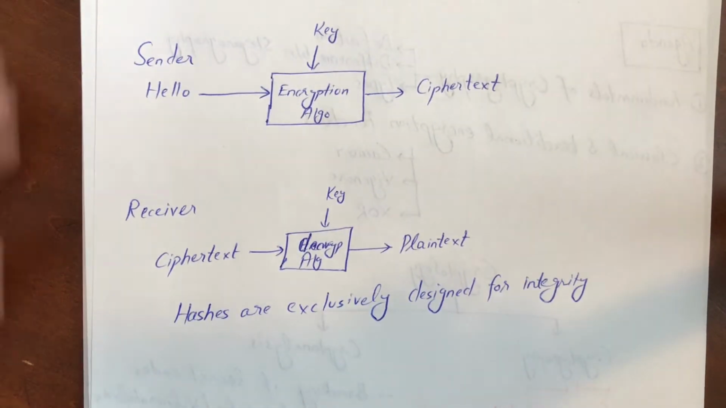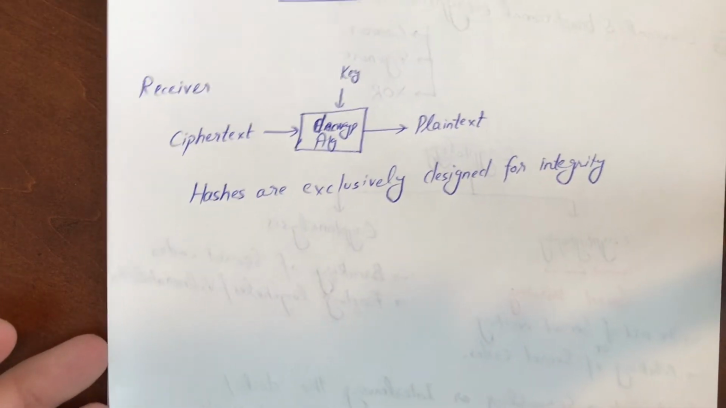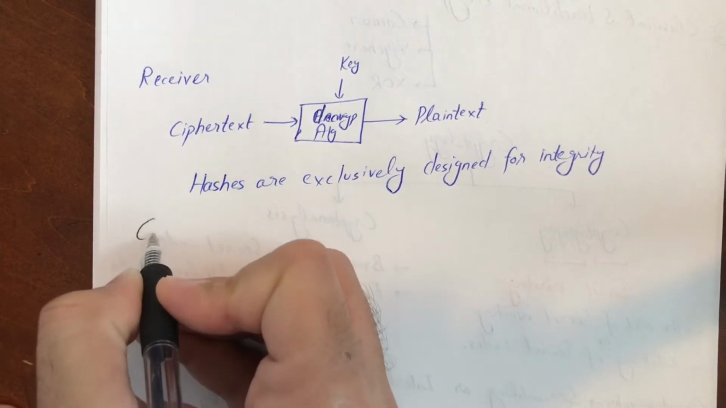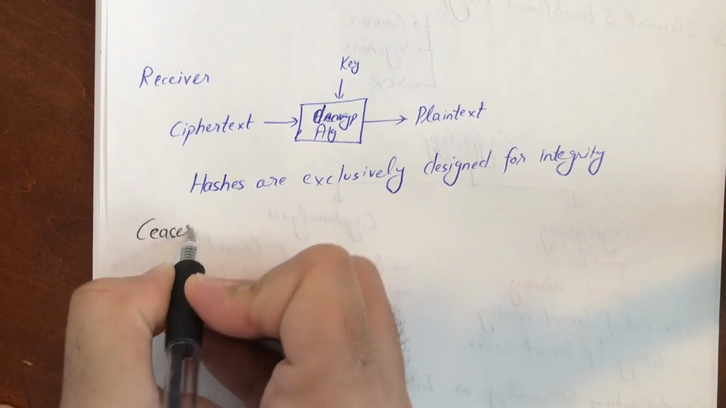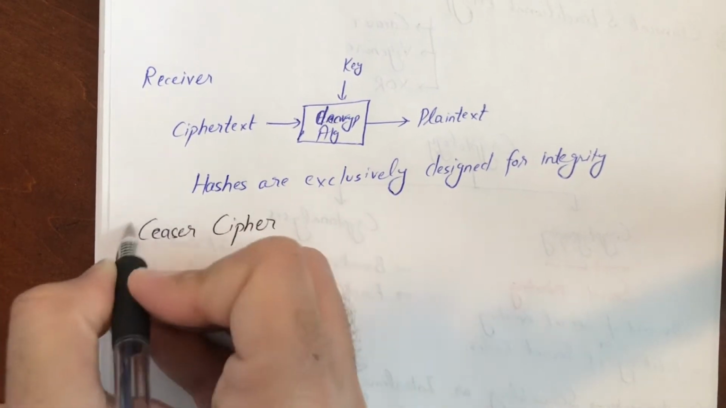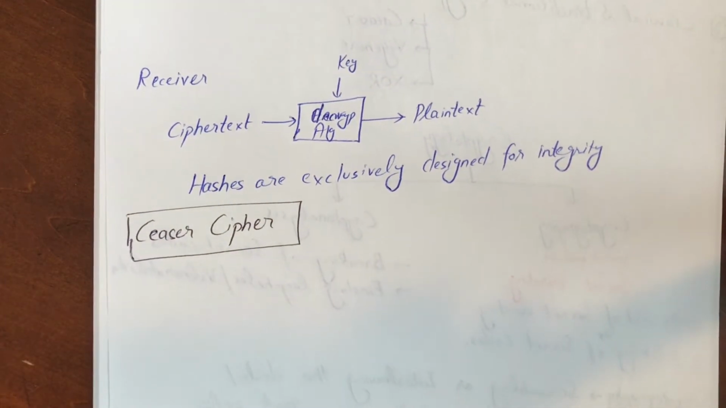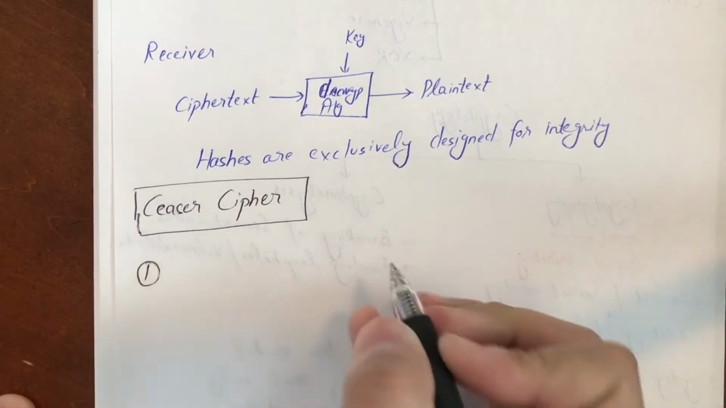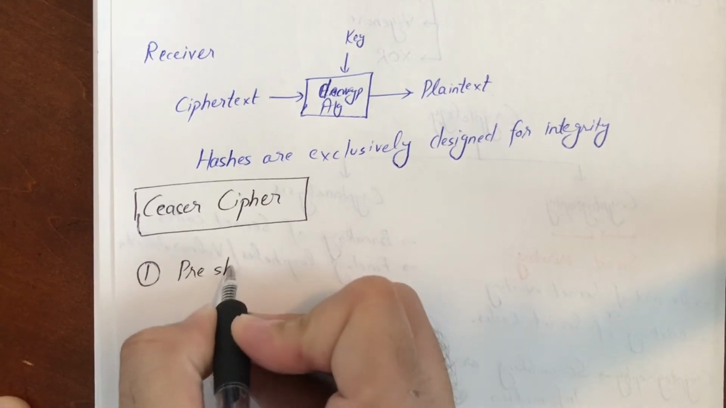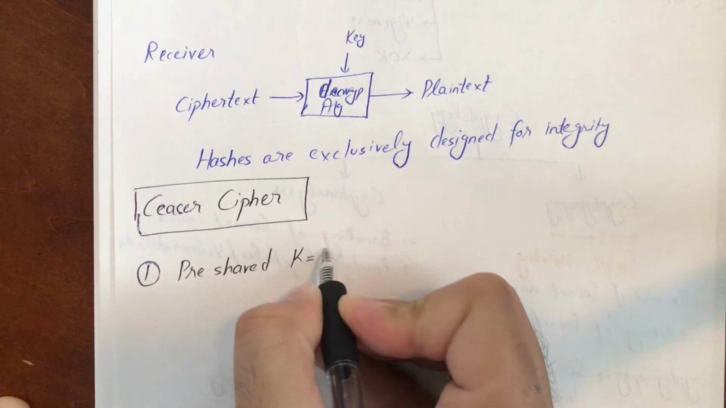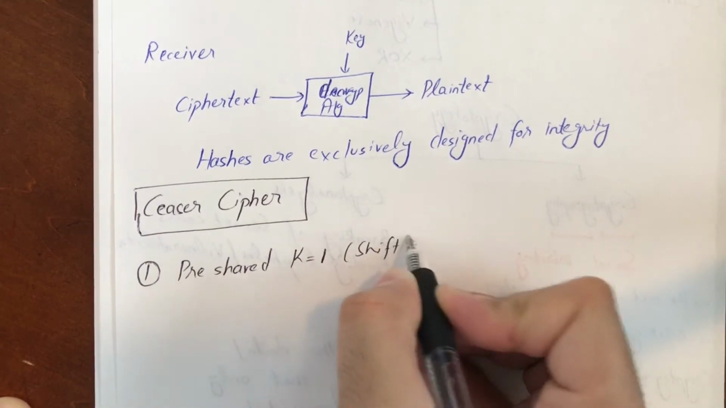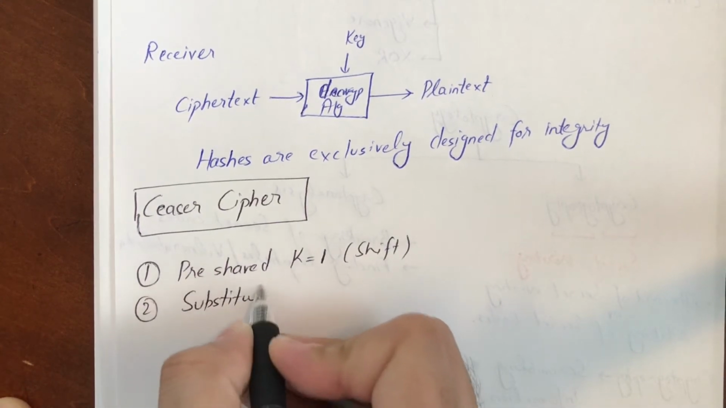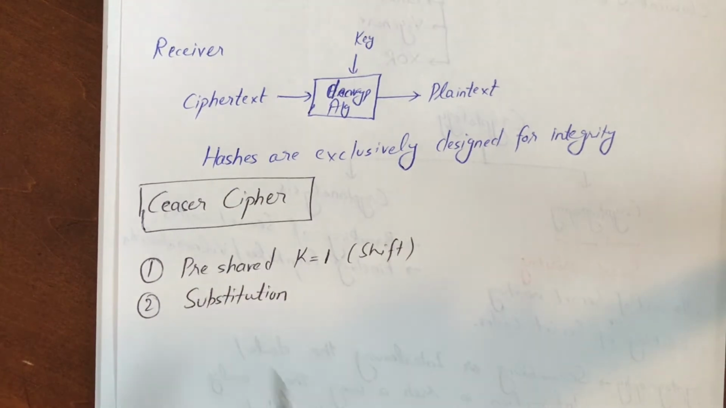Okay, so let me give you another real world example, and that's the example of the Caesar cipher. In the Caesar cipher, which was the first encryption algorithm, by the way, let's say, again, I'm assuming that both sender and receiver have a pre-shared key. Let's say my pre-shared key between sender and receiver is k equal to 1. It is basically one shift. And I'm using the Caesar cipher's substitution algorithm. Substitution means I just have to substitute the letter depending upon the key.